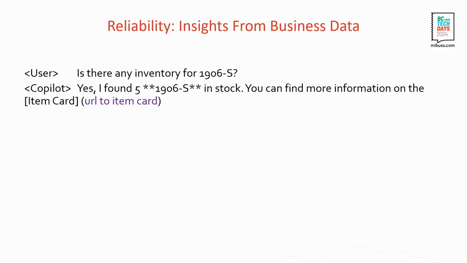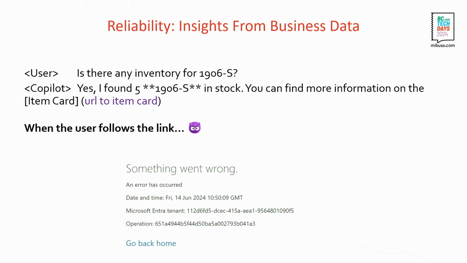So they have asked, is there any inventory for the item with the ID 1906S, but they just said 1906S. And so in this case, Copilot replied, and this is a real scenario again that we encountered while we were building Copilot Chat. Yes, I found 5 1906S in stock, and then here's a link to this item. But then when the user goes to click this link, they actually get an error because that item doesn't exist.